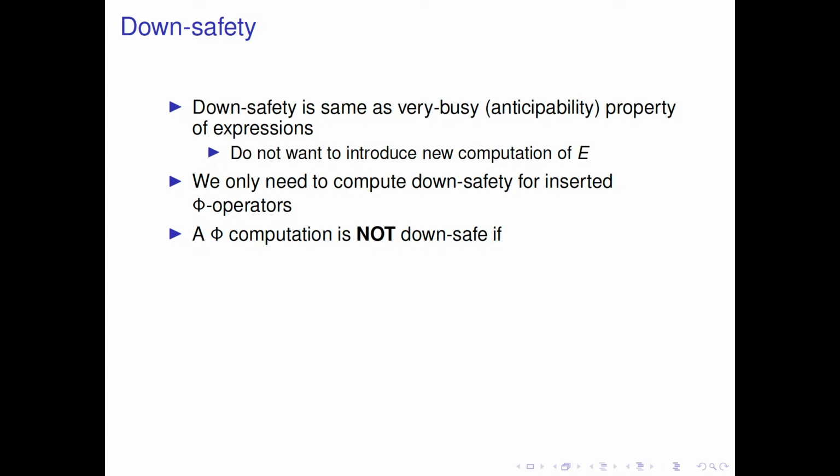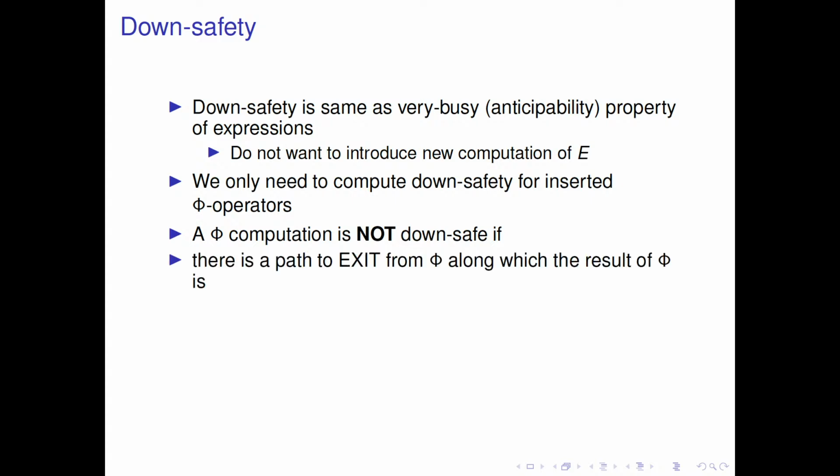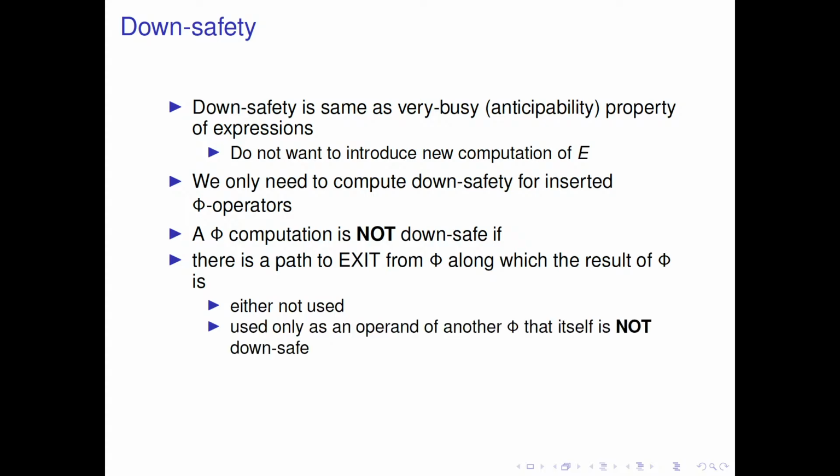So a phi computation is not down safe if there is a path to exit from the phi along which the result of the phi is not used. So you have inserted a phi but nobody is using it, or it is used only in another phi which itself is not down safe. So you are a member of another phi but that phi is not useful. So it's a transitive property. And you also maintain a property called has user use. So basically if the user has typed an expression, then that clearly has a real use.